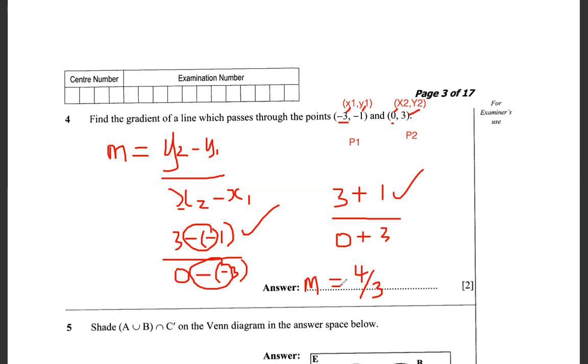So this is the gradient. They just said find the gradient. They did not tell us to find the equation of a line, whatever. It's just a gradient. So we just end there.